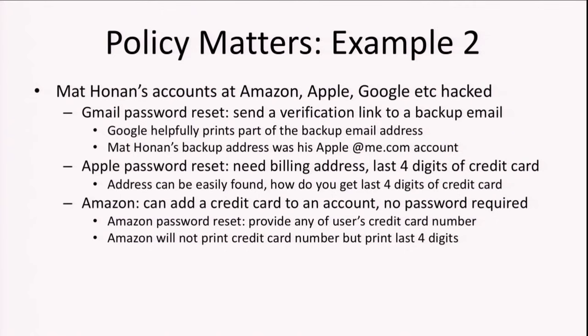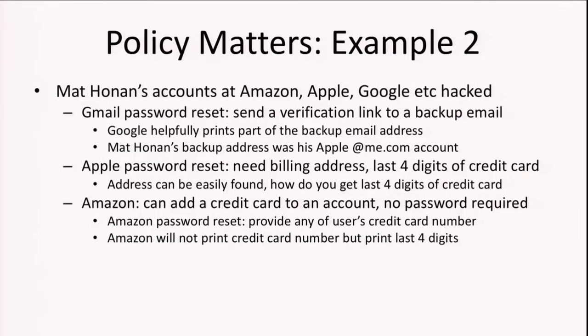So Matt Honan is a writer at Wired magazine, which writes a lot about security, and his Amazon, Apple, and Google accounts were hacked at the same time, through the interaction of policies of these three different companies. What happened is that the attackers first tried to breach Matt Honan's Gmail password. At that time Gmail's policy for password reset was to send a verification link to a backup email.